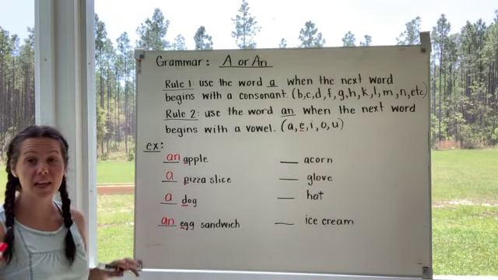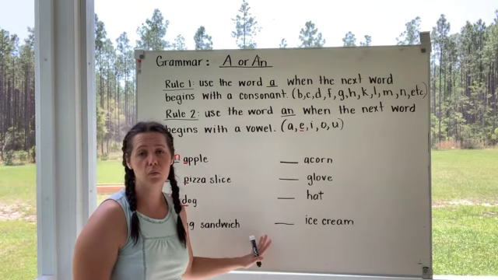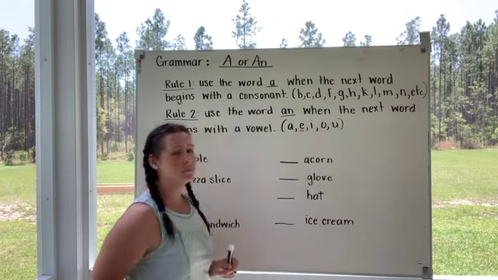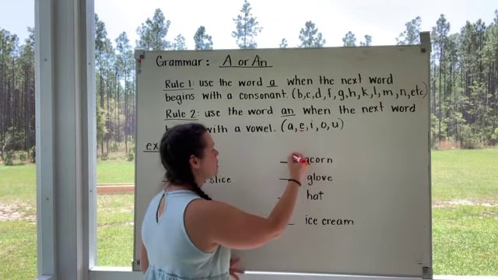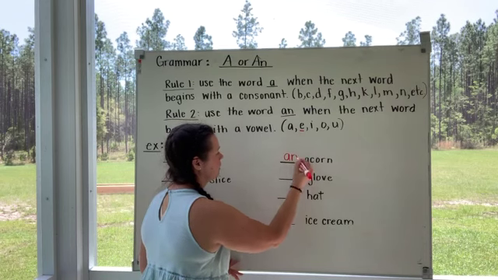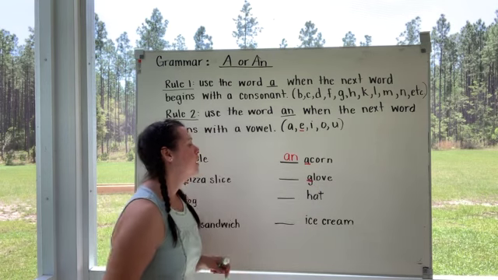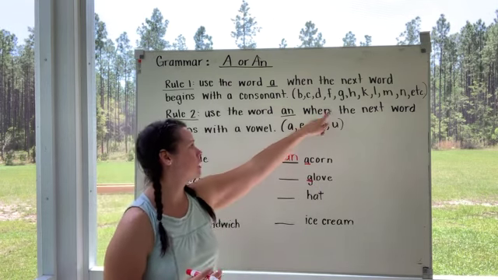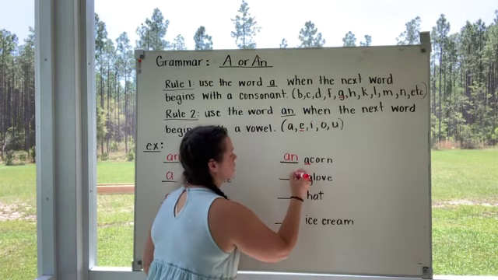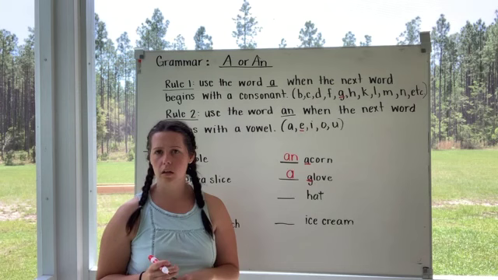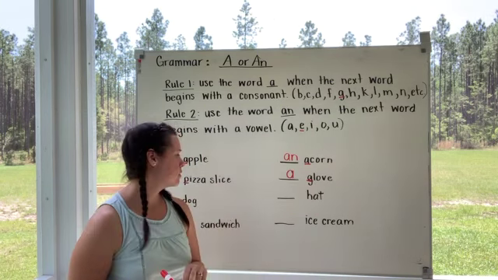I hope you're understanding and that you're getting this, and we're going to go through the next set of words. Blank acorn. Well, it begins with the letter A. I know that A is a vowel, and so I'm going to use an. Blank glove. G is a consonant right here, so I am going to write the word a for glove. A glove, because G is a consonant.